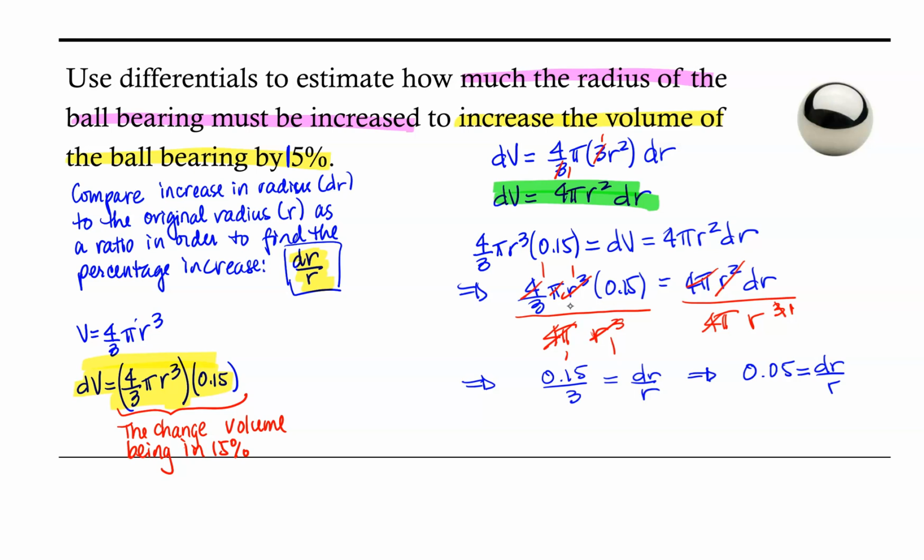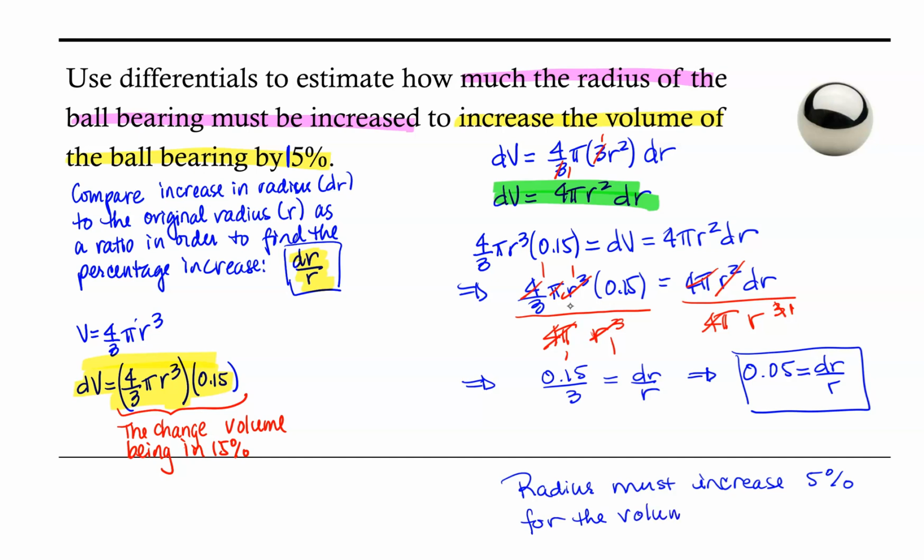So what this tells me is that the relative change of the radius is 0.05, but the percentage change is 5%. So what we would say is that the radius must increase 5% for the volume to increase by 15%. I hope you find this helpful.